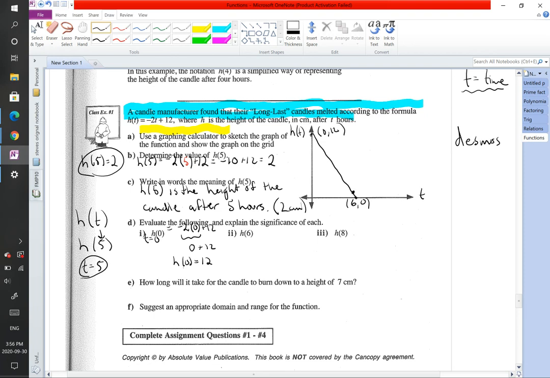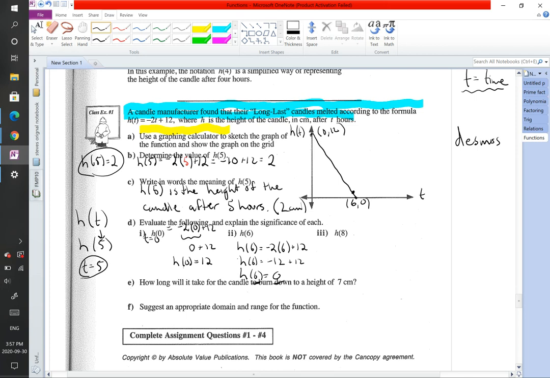h of 6 is the height of the candle after 6 hours. So again, you could calculate that. Say -2, put a 6 in for t, plus 12, and you can see that -2 multiplied by 6 is -12 plus 12. So h of 6 is going to equal 0. So that means that's how long it takes for the candle to burn all the way down, because now our height is 0. So it takes 6 hours for the candle to burn all the way down.